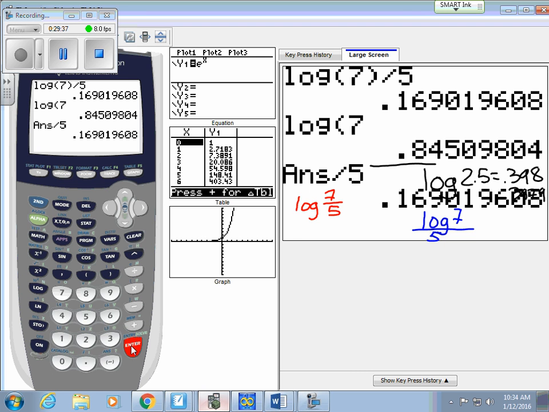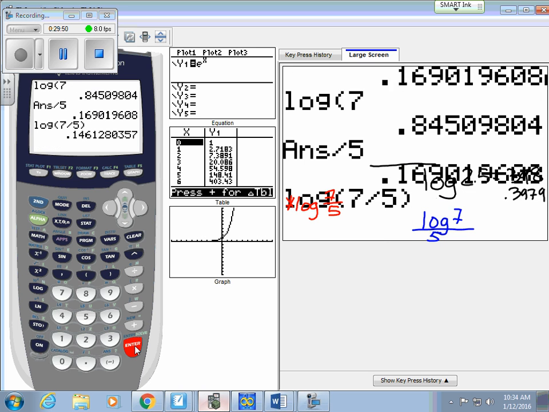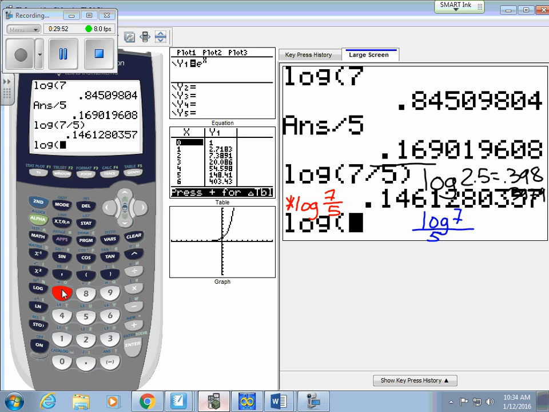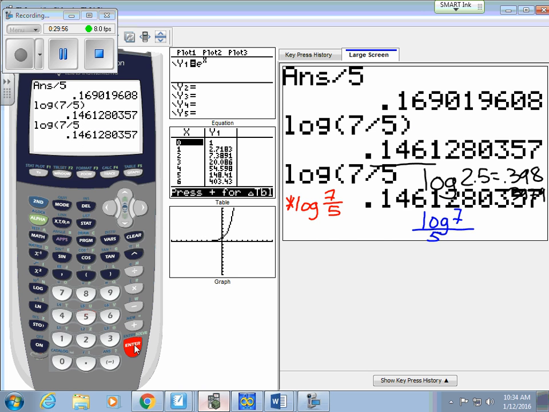And then here where it says that last one, versus log of 7/5, that's all being put in together. So when you put that into your calculator, log of 7 divided by 5, that's going in together. You can close out your parentheses, or you can keep it open because there's nothing following that. You're going to get the same thing.